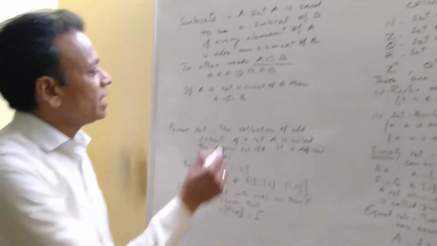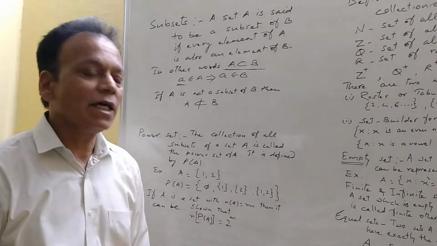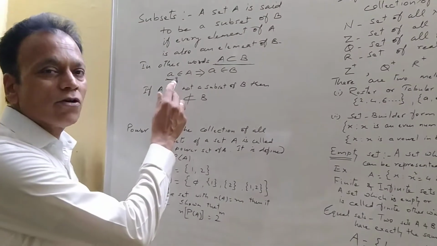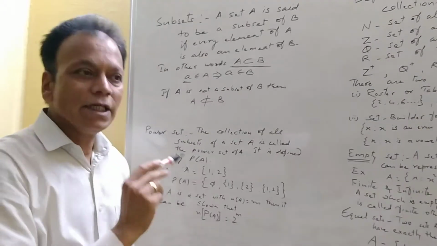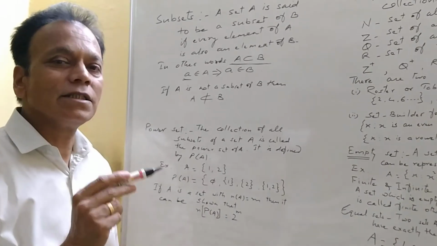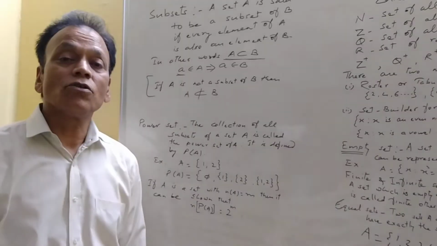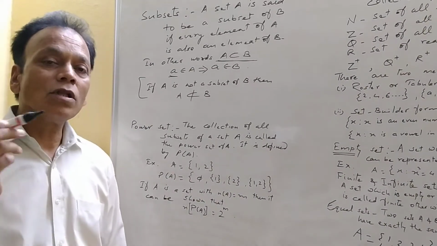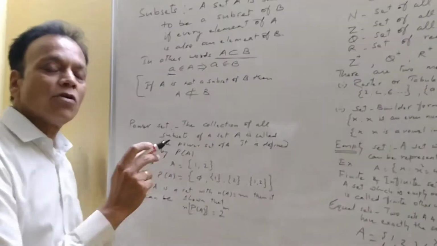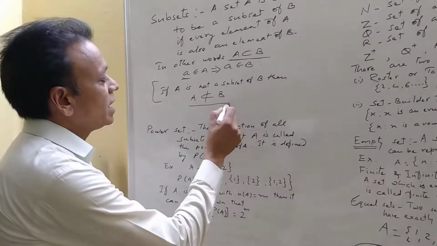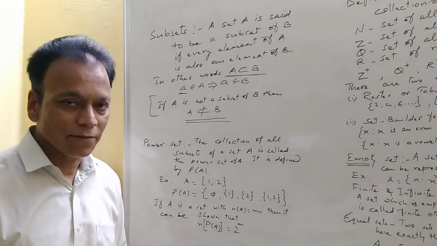For example, take an element a. These small letters we always use for an element. If a is an element of A, this implies that a is an element of B. Therefore, we can say that A is a subset of B. If A is not a subset of B, meaning not all the elements of A belong to set B, then A will not be a subset of B, and we represent this using this sign: A is not a subset of B.